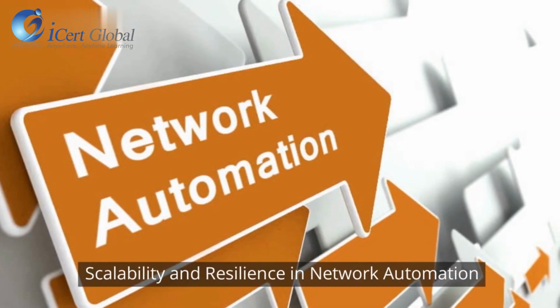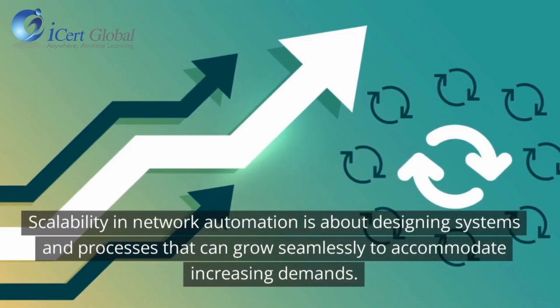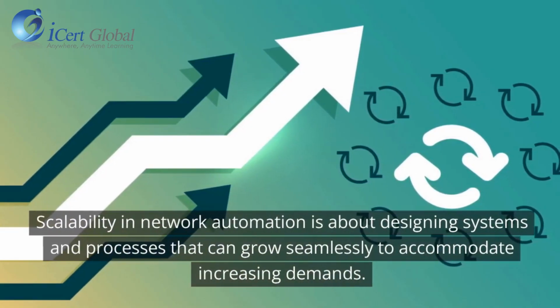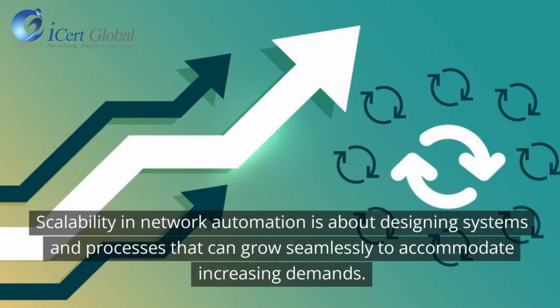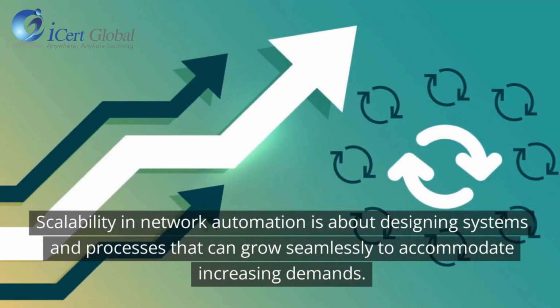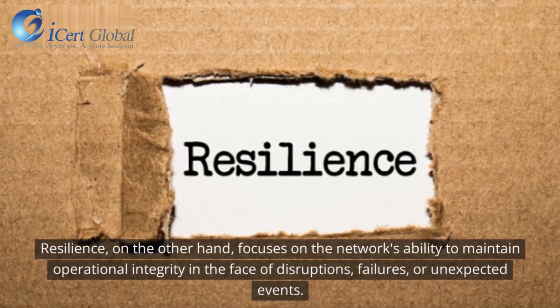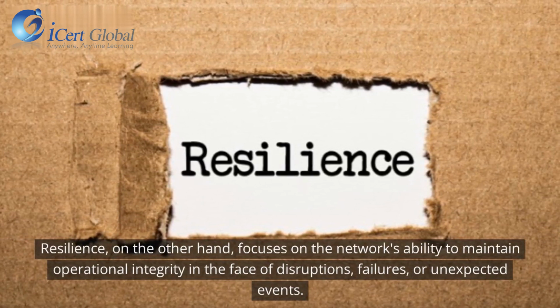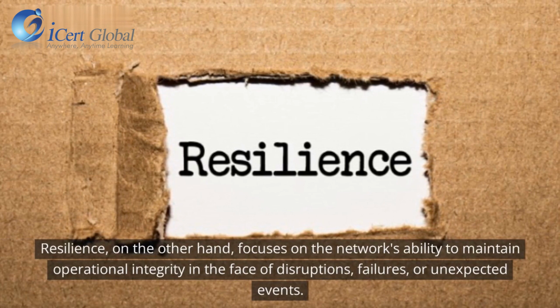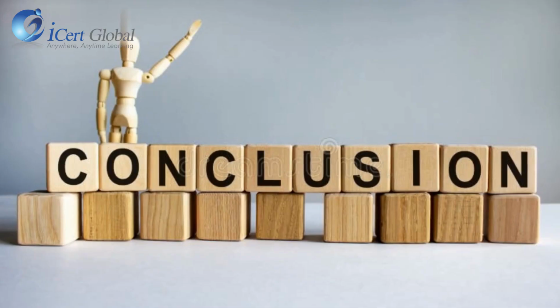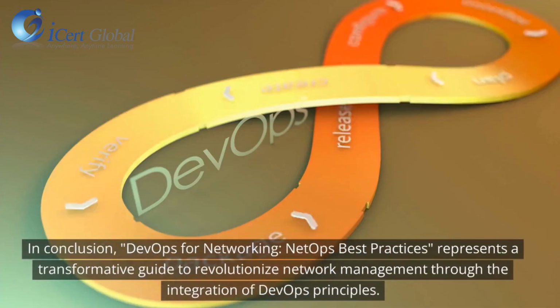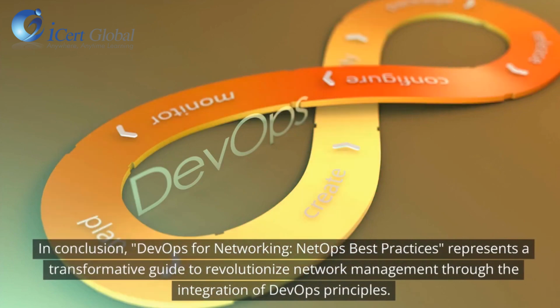Scalability and resilience in network automation. Scalability in network automation is about designing systems and processes that can grow seamlessly to accommodate increasing demands. Resilience, on the other hand, focuses on the network's ability to maintain operational integrity in the face of disruptions, failures, or unexpected events.